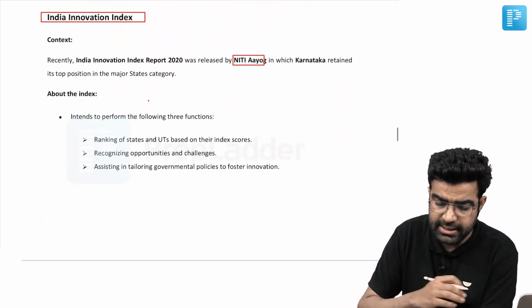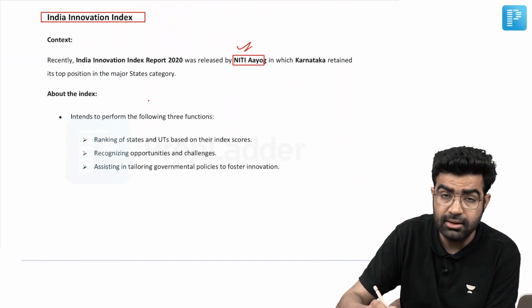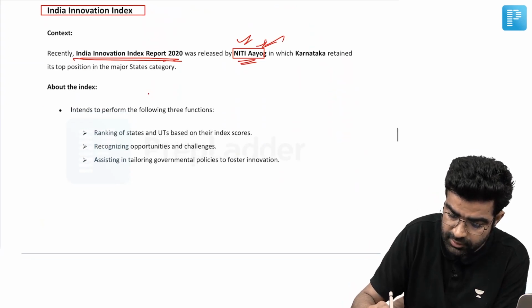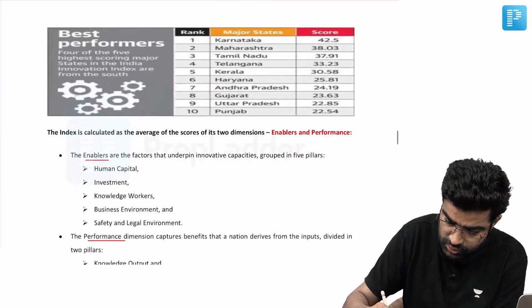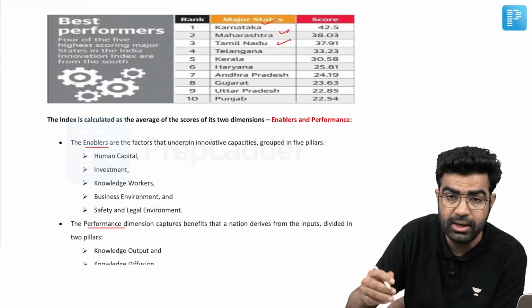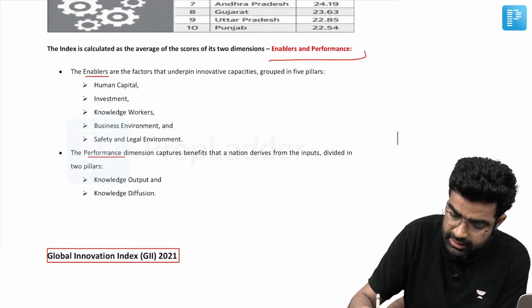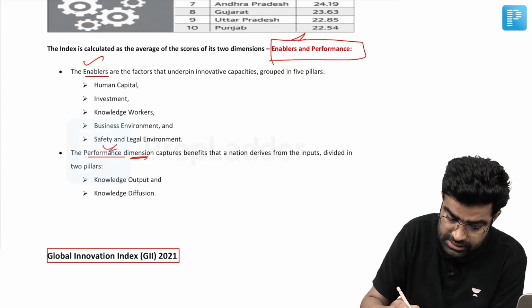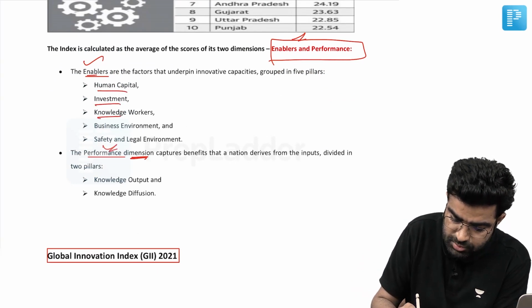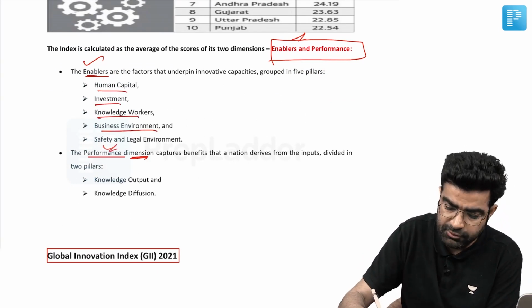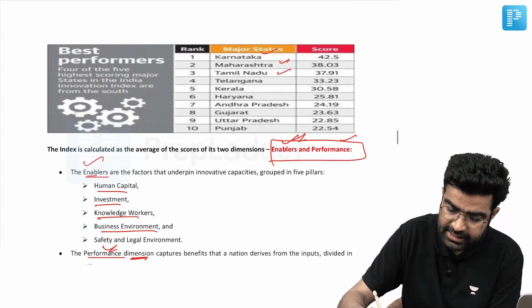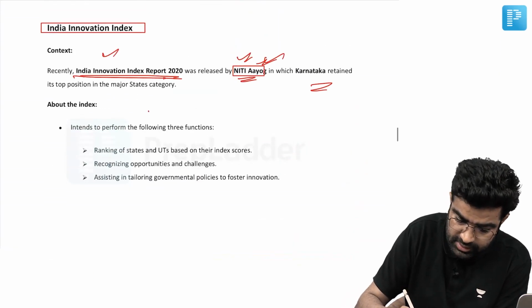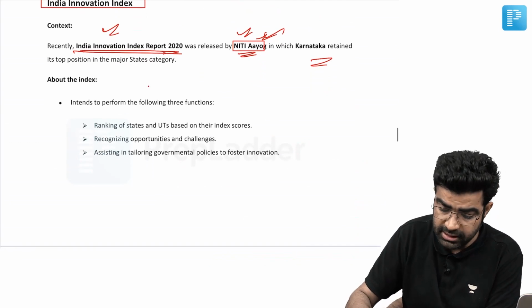The next thing is India Innovation Index, that has been prepared by Niti Aayog. This India Innovation Index report was created by Niti Aayog, and Karnataka actually topped this ranking. So you can see here Karnataka, Maharashtra and Tamil Nadu are the leaders. Now there are a total of 2 pillars under this report, that is enablers and performance related dimensions. In enablers you can see human capital, investment, knowledge work, business environment. So you just have to remember this enabler and performance, and Karnataka was the one who topped this list. You just have to remember this one, that India Innovation Index report is created by Niti Aayog.